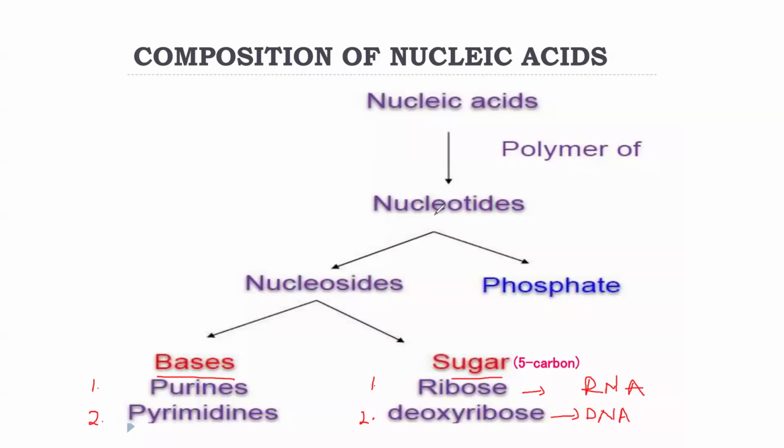So it means nucleotide is nucleoside plus phosphates. And then the nucleoside is bases and sugar. And the bases are purines and pyrimidines. And for the sugar, we have ribose sugar and deoxyribose sugar. And the difference between these is that the ribose sugar is found in RNA and the deoxyribose sugar is found in DNA.